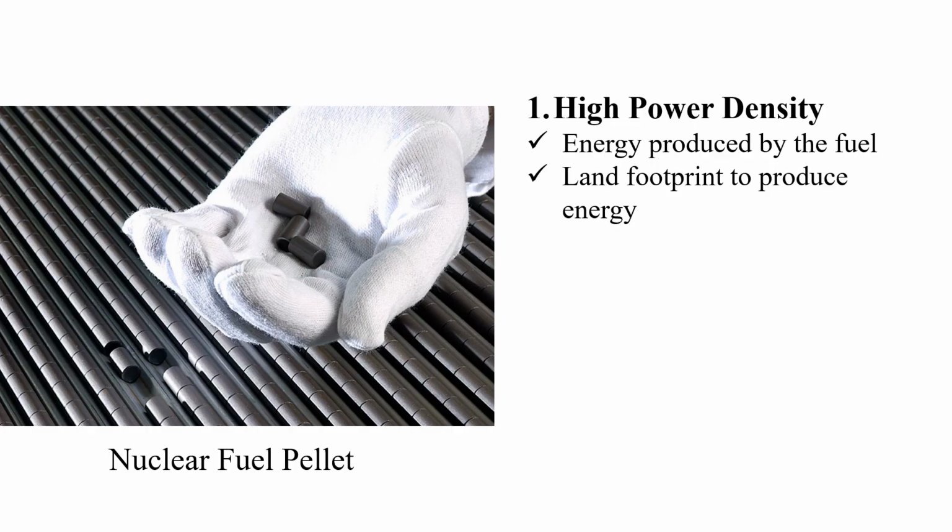First, let's talk about your high power density. So what you see in the image is a nuclear fuel pellet, which is actually very small. And because of this one, you have a high power density, which you will see later why. And let's talk about the energy produced by this fuel and the land footprint to produce this energy.